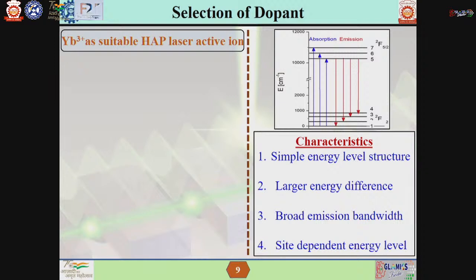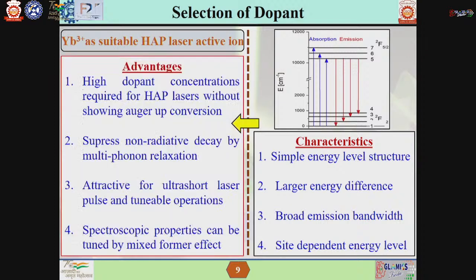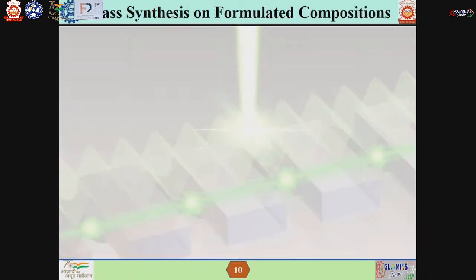So the energy gap between this ground state and the higher state is larger, so the multiphonon relaxation rate is very low, and because of this particular characteristic, we are getting this much of advantage. So we have selected ytterbium as a laser active ion.